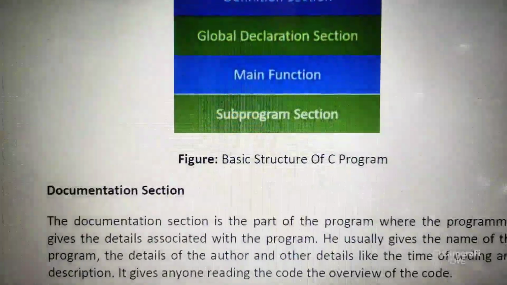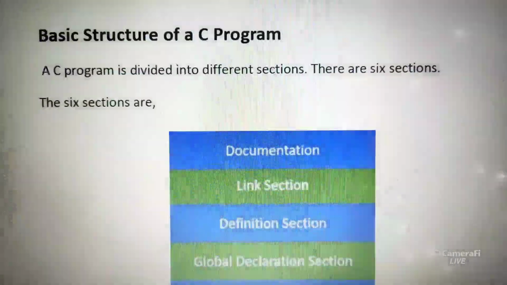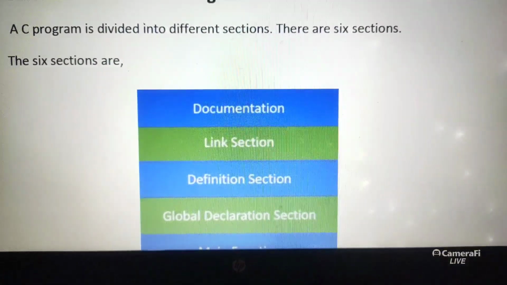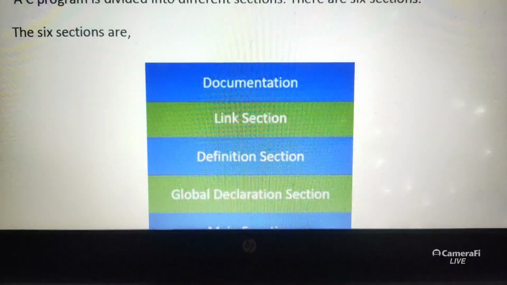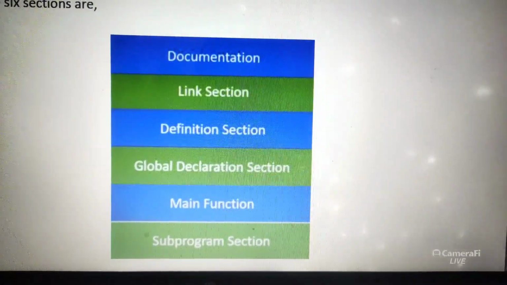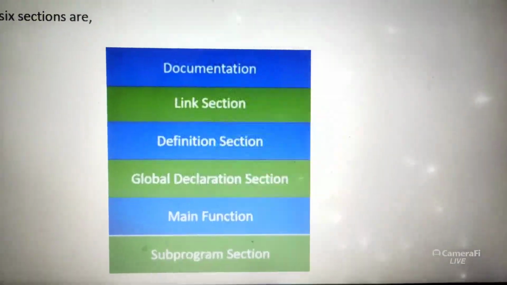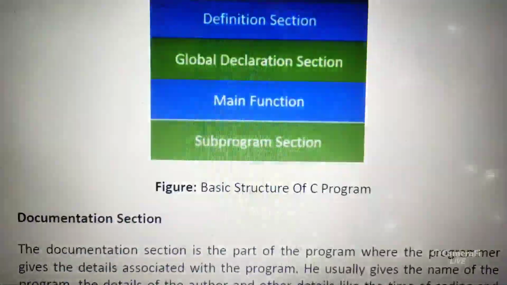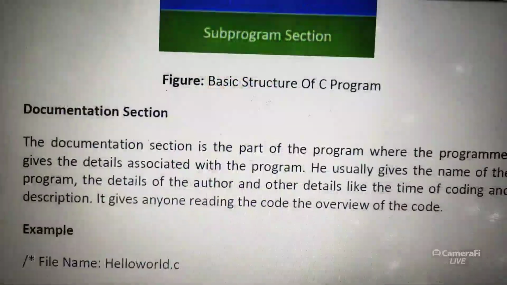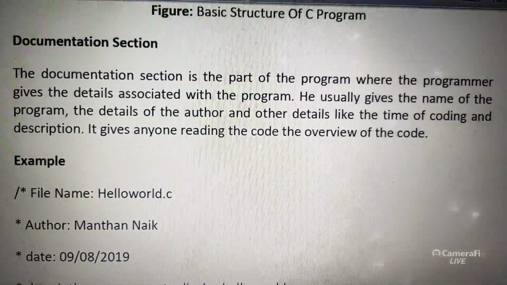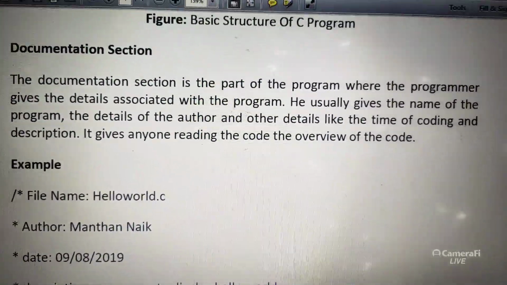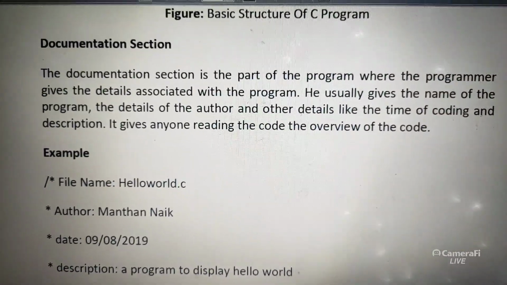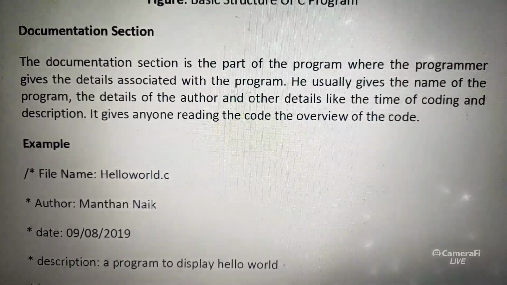For example, documentation. On every textbook, on every book, you will be writing your name, for example, the title of the book, author name, publisher name. So here also we could write the description of the program in the documentation: why you are writing the program, who is writing the program, in the first section called documentation section. The documentation section is the part of the program where the programmer gives the details associated with the program.